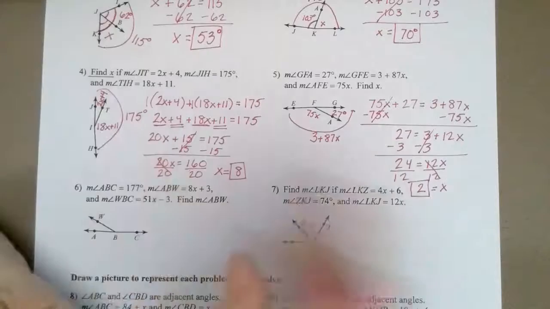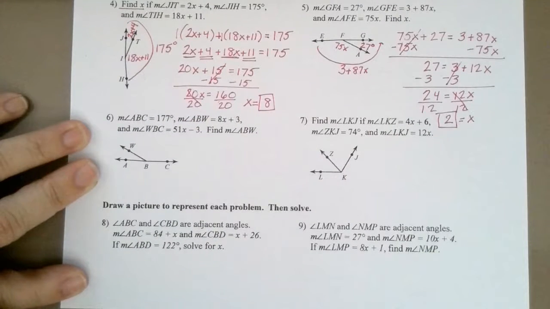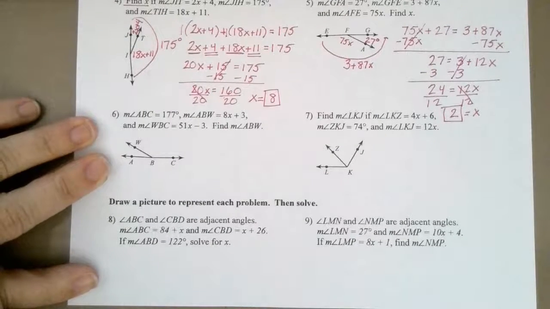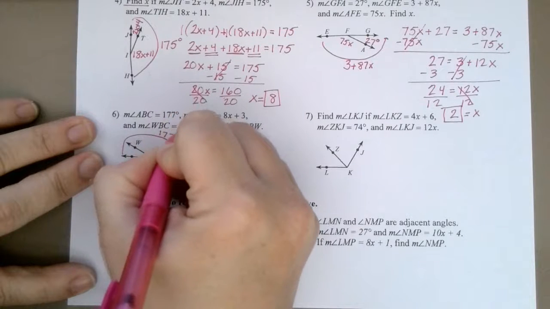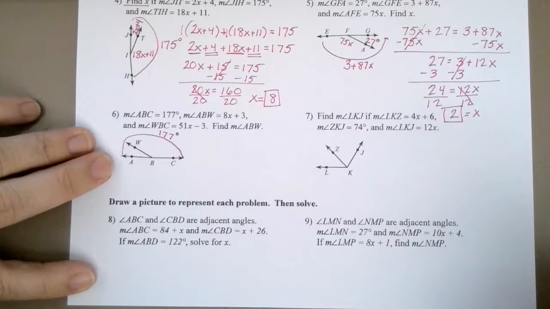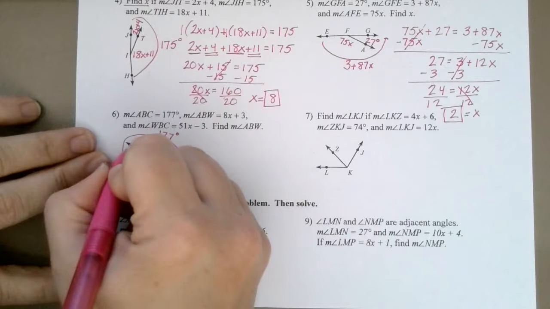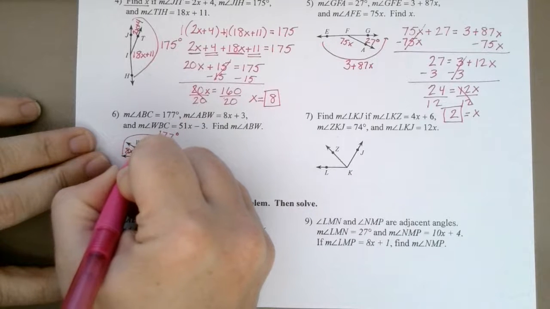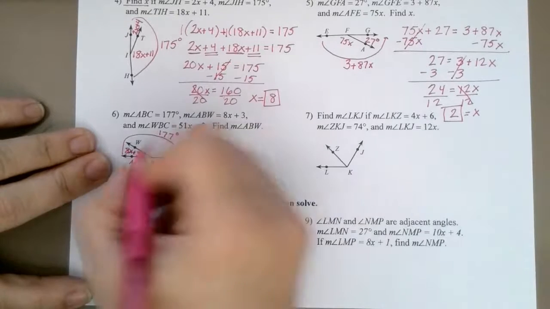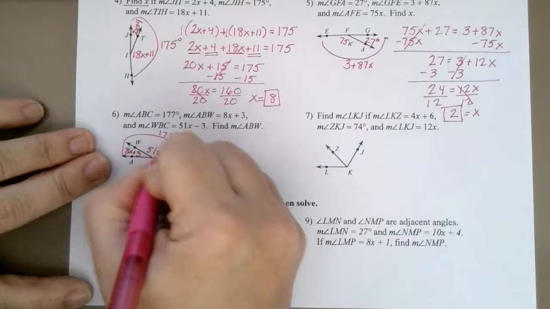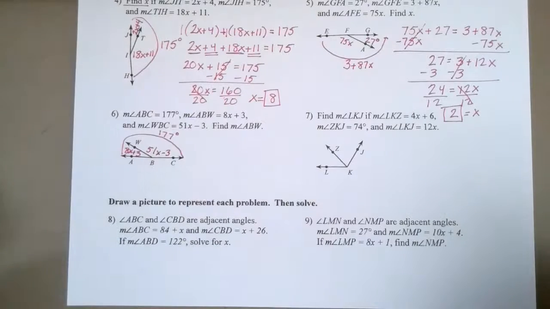So? Okay, let's try number 6. Measure of ABC. Which angle is that one? Left, right, or the whole thing? The whole thing is 177 degrees. Measure of ABW, is that left or right? Is 8x plus 3. And then the measure of the angle on the right, WBC, is 51x minus 3. Now this one's a little different.